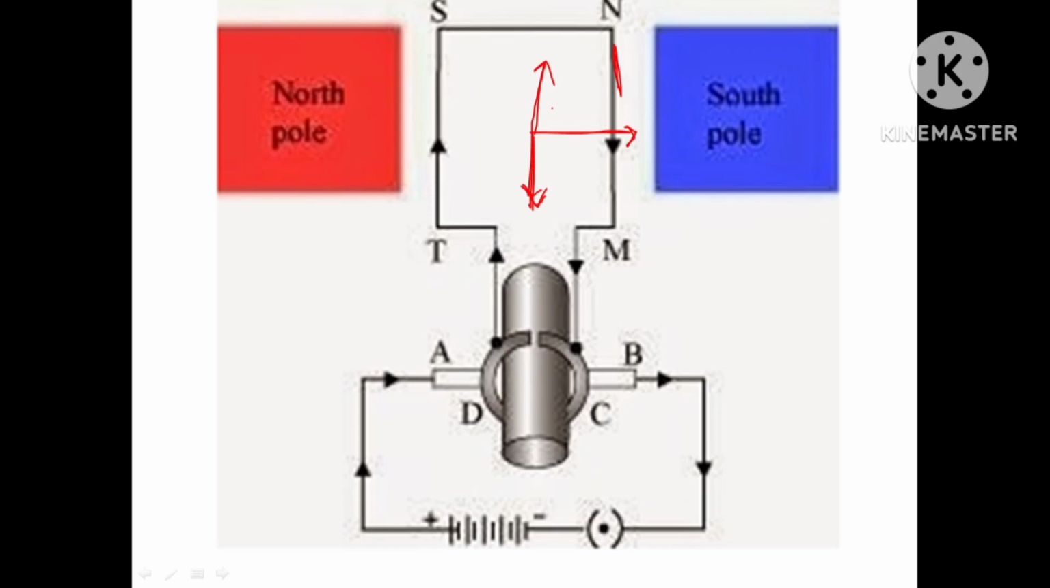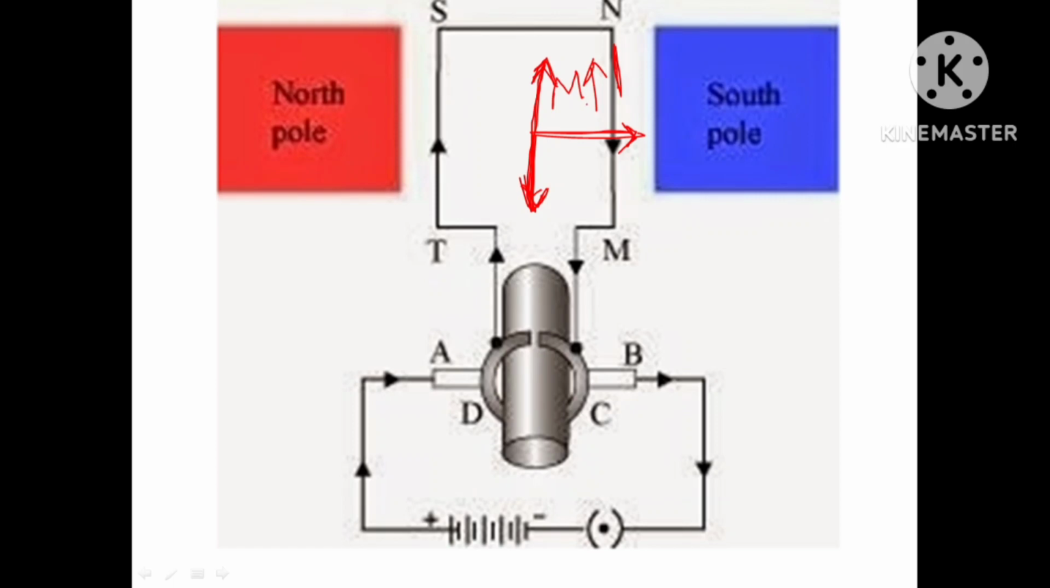So Fleming's left hand rule states that if our forefinger is placed in the direction of the magnetic field, and our middle finger is placed in the direction of current, then our thumb direction will indicate the movement or motion of this conductor. So the motion of this conductor will be in this direction.